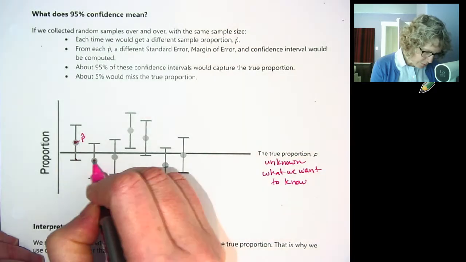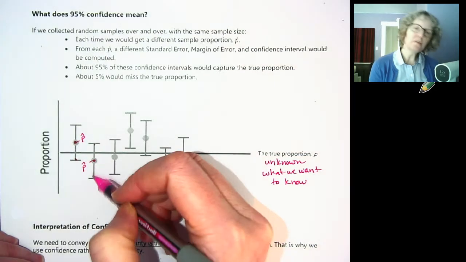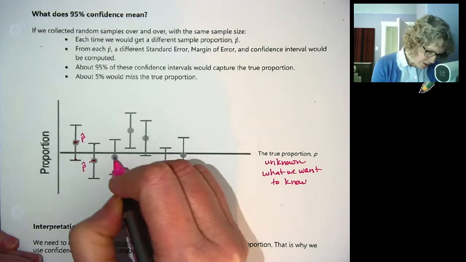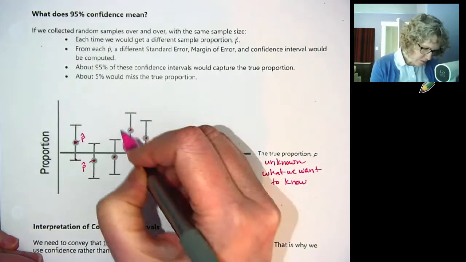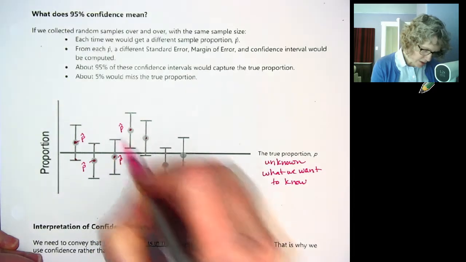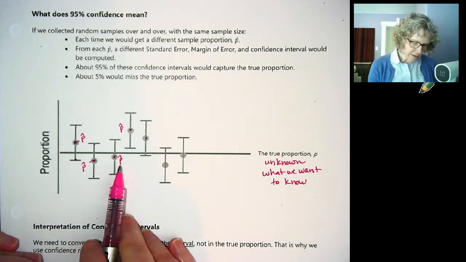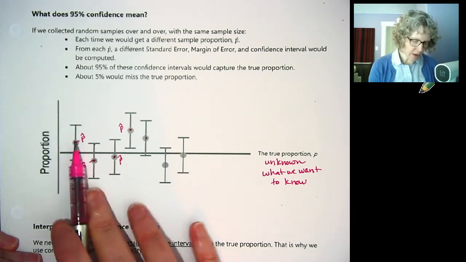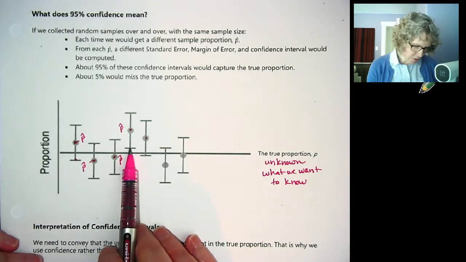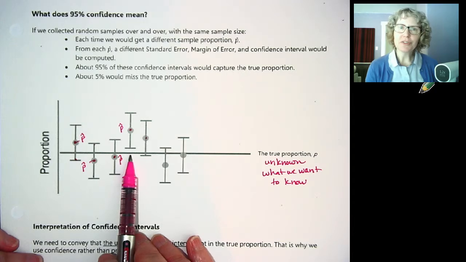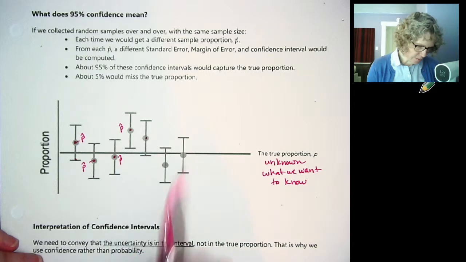If we did another sample, we would get a different p hat, and then we would form its confidence interval. Usually we just do it one time, but if we repeated this over and over again, we would expect 95% of these confidence intervals to contain the true proportion. Notice how this one doesn't even capture the true proportion. It's away from the line, whereas all the others are capturing it.